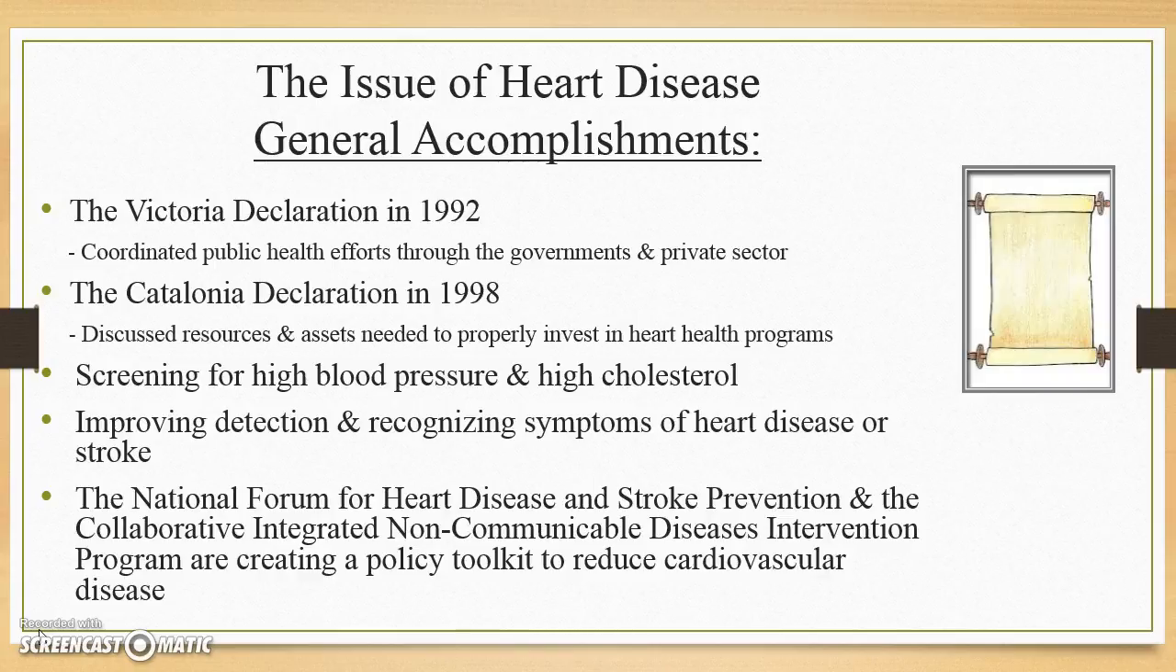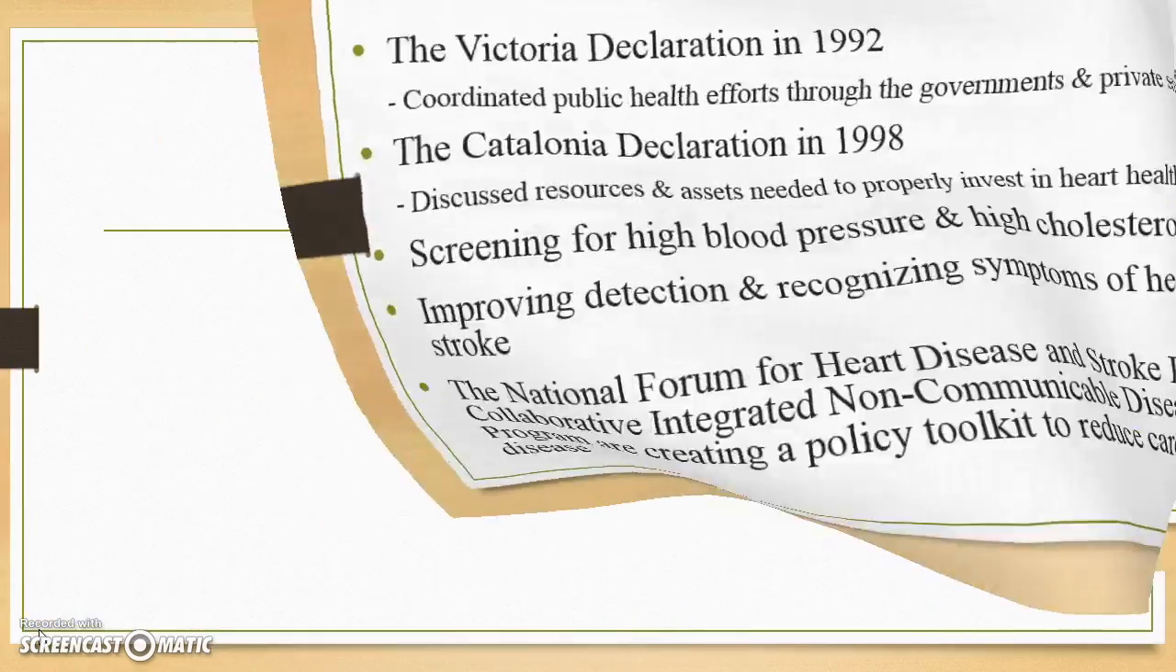General policies have increased the screening process for early detection by checking things like high blood pressure and high cholesterol. Medical screening processes and public education have improved the detection and recognition of heart disease and stroke. As of 2011, the U.S., Europe, and Canada have been working on a policy toolkit to reduce cardiovascular disease. This partnership between the National Forum for Heart Disease and Stroke Prevention and the Collaborative Integrated Non-Communicable Diseases Intervention Program will use this policy toolkit to increase public awareness while trying to reduce the risk factors associated with developing heart disease.